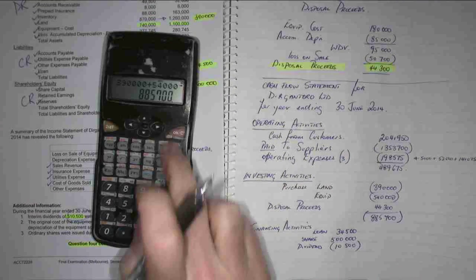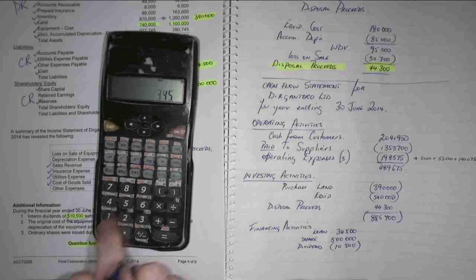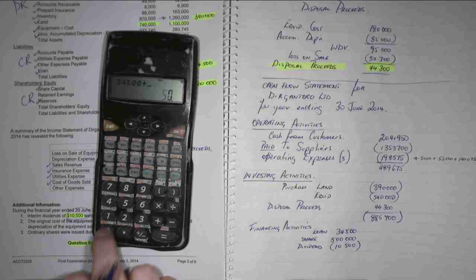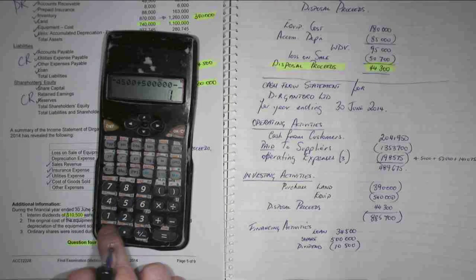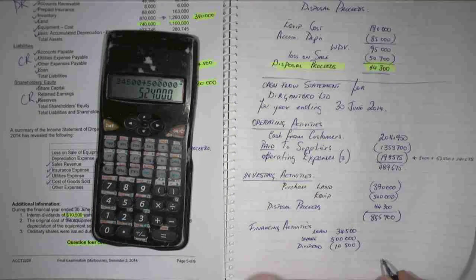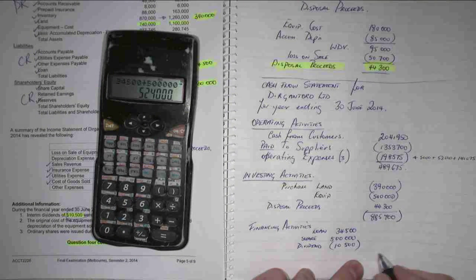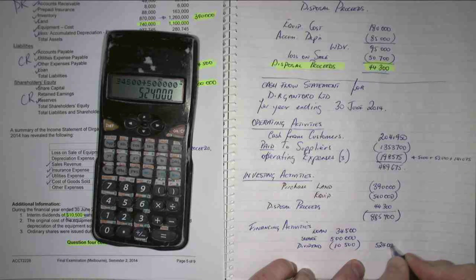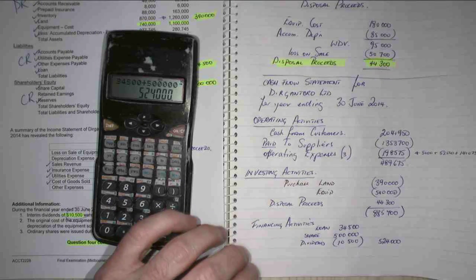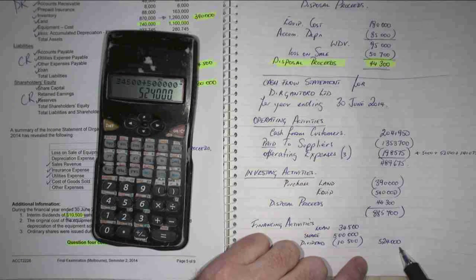So once again, if I add these up, I get 34,500 plus 500,000 less my 10,500. 10,500, yep. 524,000, which is a cash inflow.